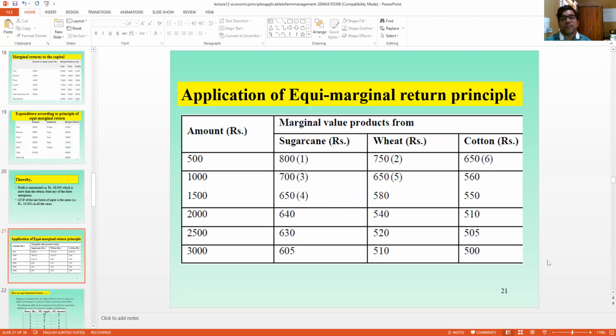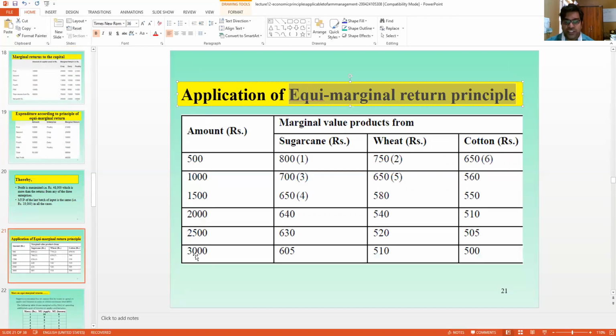Now you see here, in the case of sugarcane, wheat, cotton, we are again going to apply the equi-marginal principle. Right now you see the farmer has got 3,000 rupees. This is the amount which he has, which he is applying in 1, 2, 3, 4, 5, 6 parts of 500 rupees each. The farmer is applying 3,000 rupees in 6 parts.